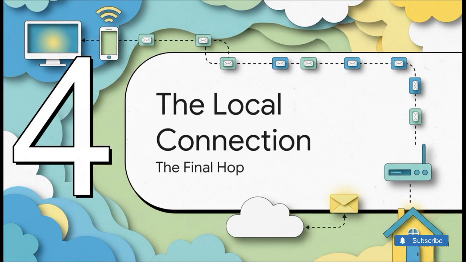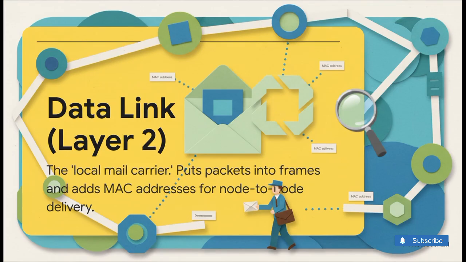So the packet has its global address. It knows which country, which city, which street to go to. But how does it get from your computer to your local router? You know, the on-ramp to that huge internet highway? That's where the data link layer jumps in.